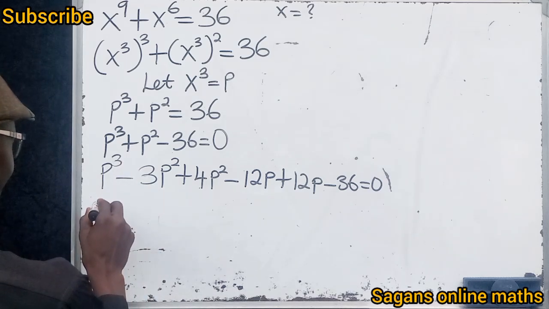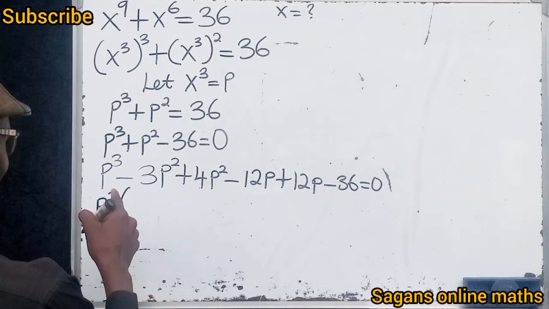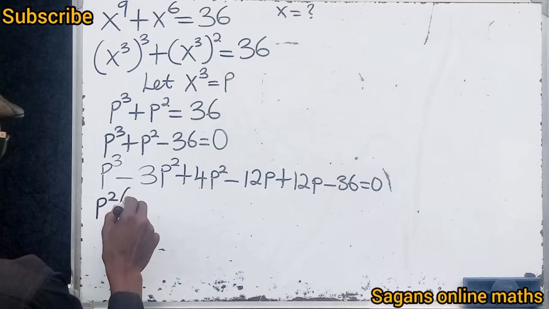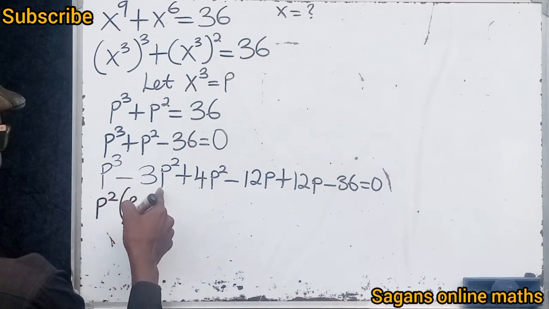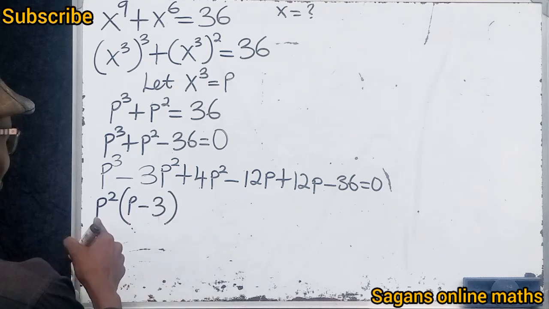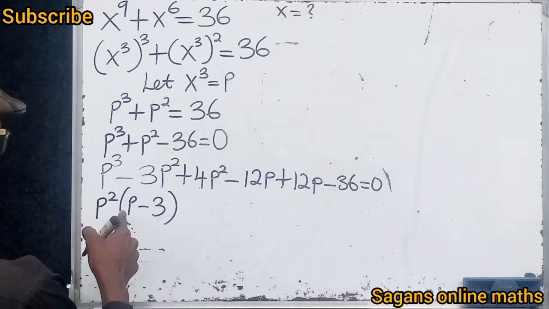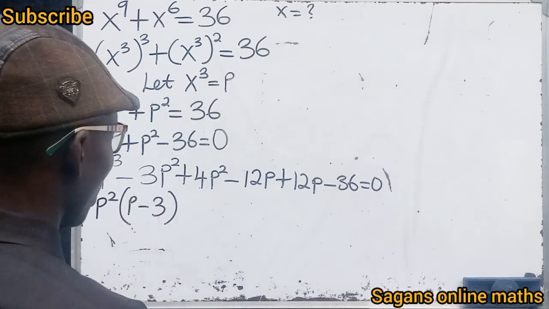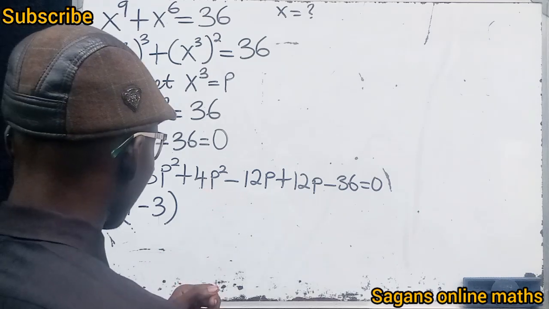So we can say that p squared is common, into p raised to the power of 3 divided by p squared gives us p, minus 3p raised to the power of 2 divided by p squared gives us minus 3. So if this is multiplied by this, we'll have this, and if this is multiplied by this, we'll have this. Very interesting. Now let's go to the other side.